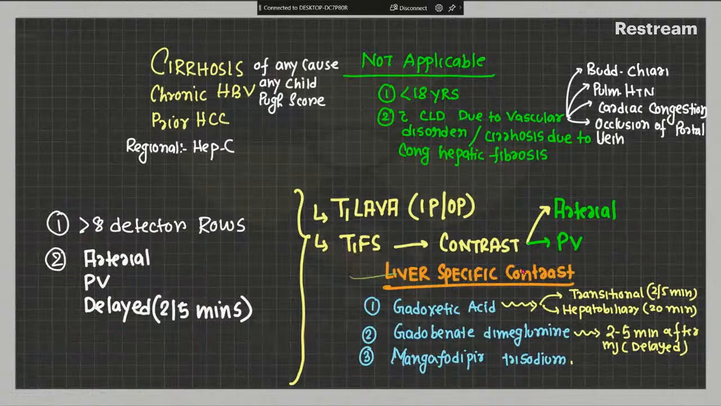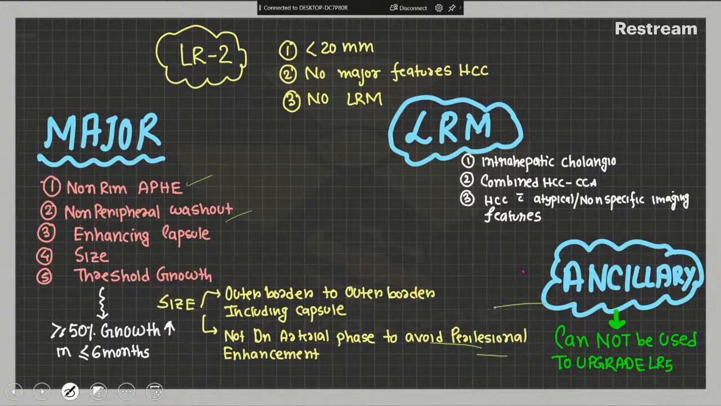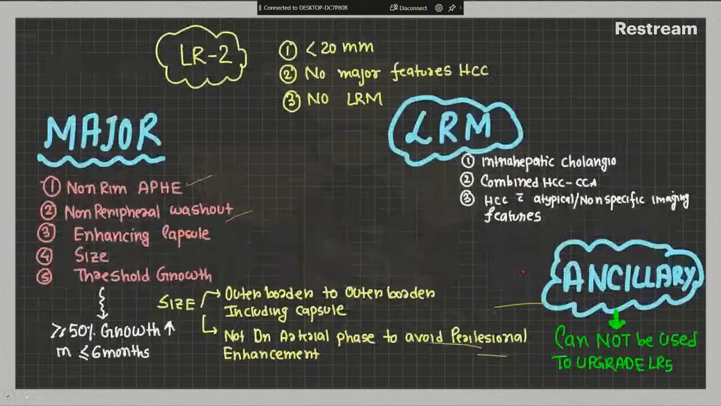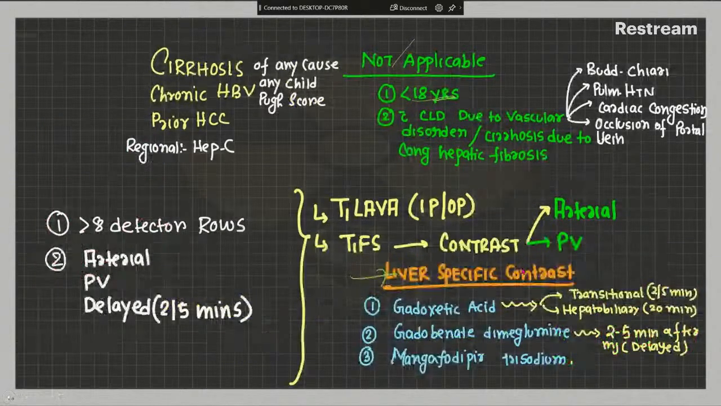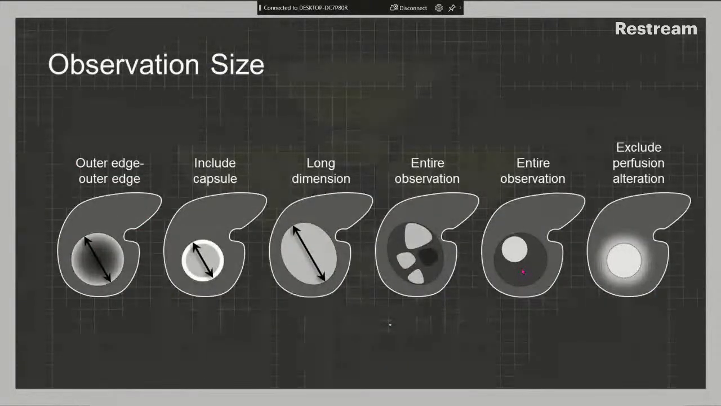So these are already discussed: liver specific contrast, lesion less than 18 years, this is not applicable. I'm repeating the major criteria: non-peripheral arterial enhancement, non-peripheral washout, enhancing capsule, size, threshold growth. Just growth, one or two things, just technical factor, I have told LR-M. Size is a technical factor, the observation size.